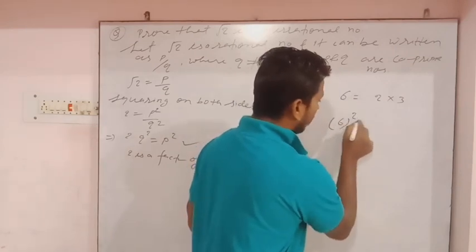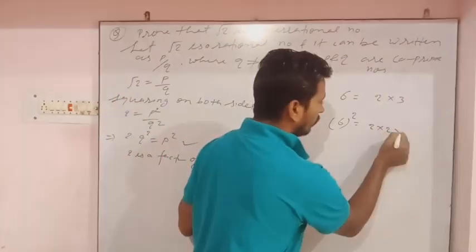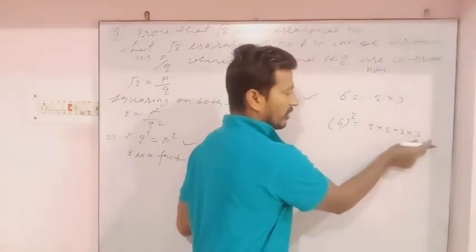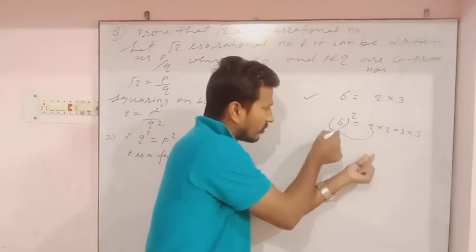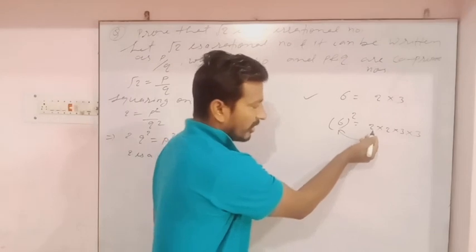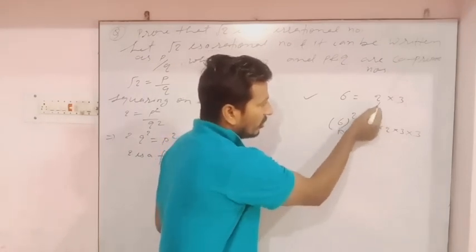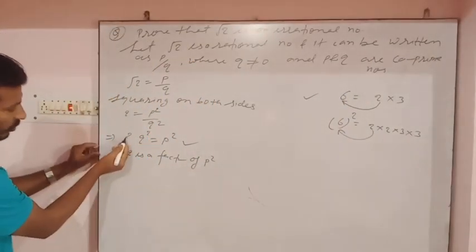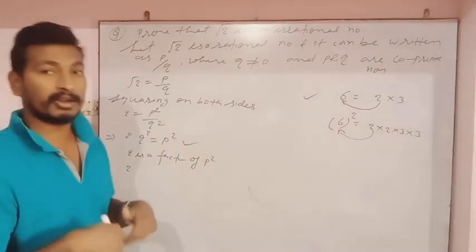Now, suppose there is 6 square given. So how can we write 6 square? 2 into 2 into 3 into 3. 2 times 2 is 4, 4 times 3 is 12, 12 times 3 is 36. Now, 2 is a factor of 6 square. 6 square means 36, so 2 is a factor of 36. So we can say 2 is a factor of 6 square. Therefore, 2 is also a factor of 6. So here, if 2 is a factor of p square, it means 2 will also be a factor of p.